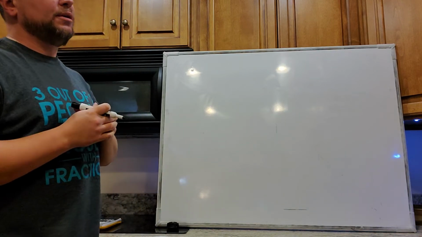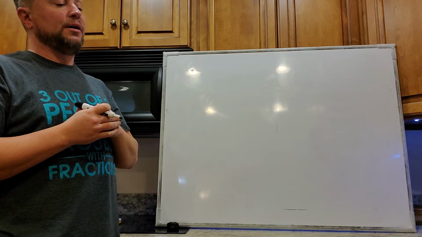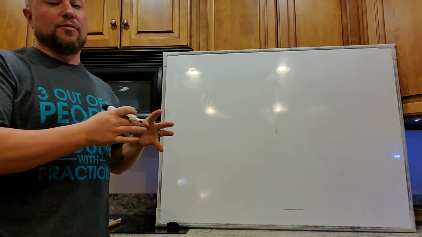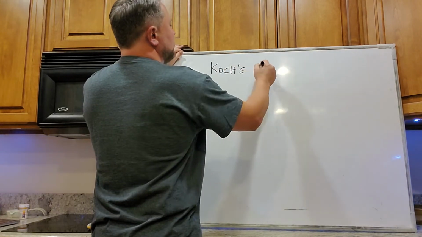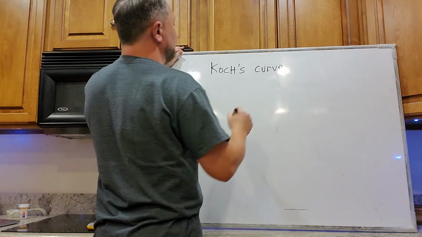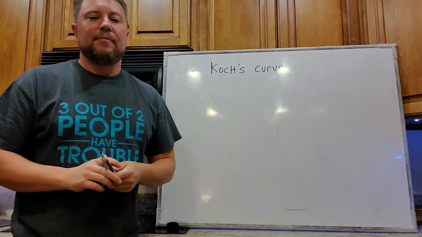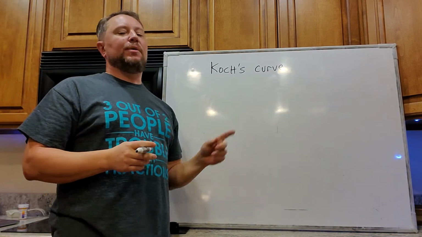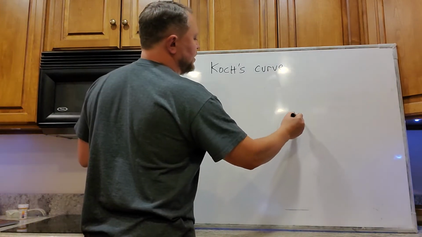And this one initially started out as what's called Koch's curve. Koch's curve. And it's ironic, and that's pronounced Koch, by the way. But it's ironic that it's called a curve because it actually doesn't have any curves in it. Okay, but it starts out like this.